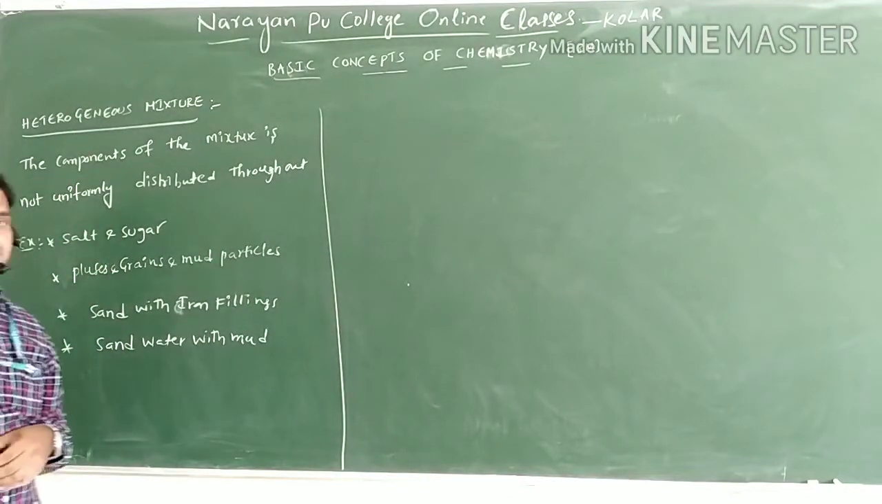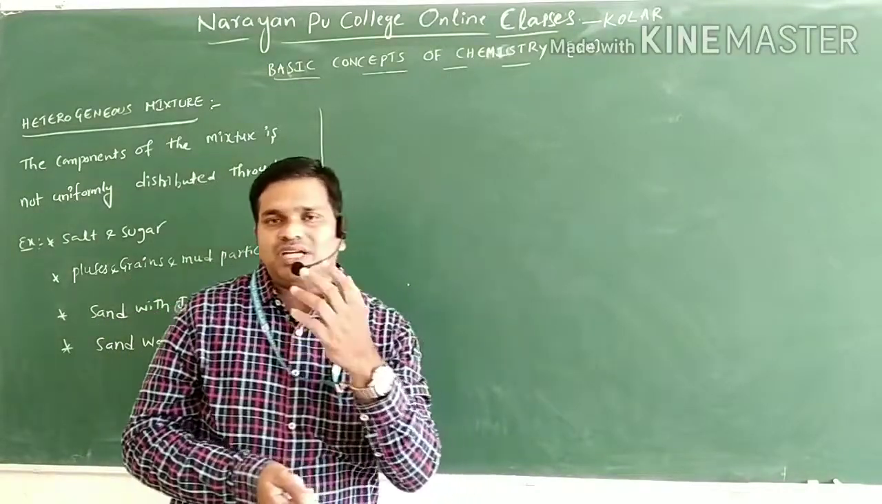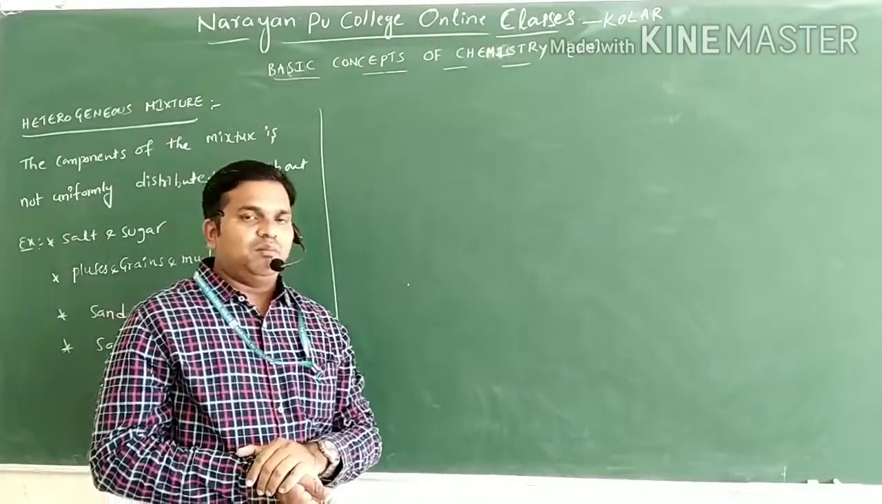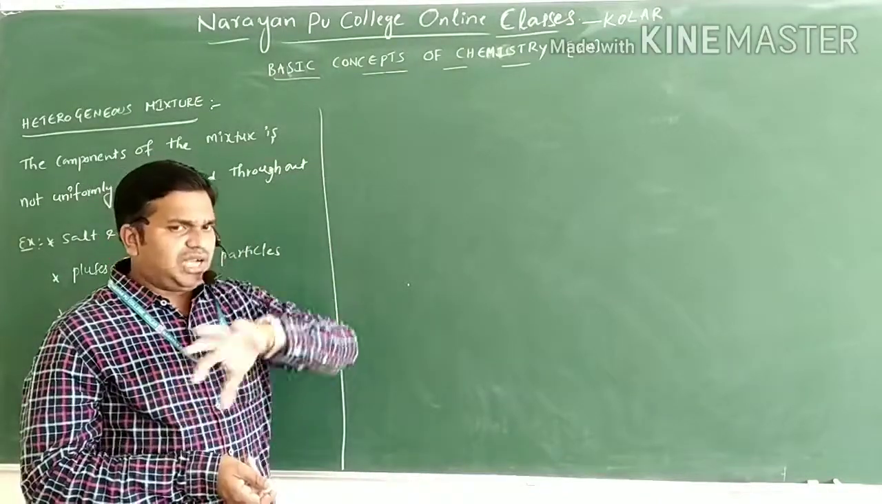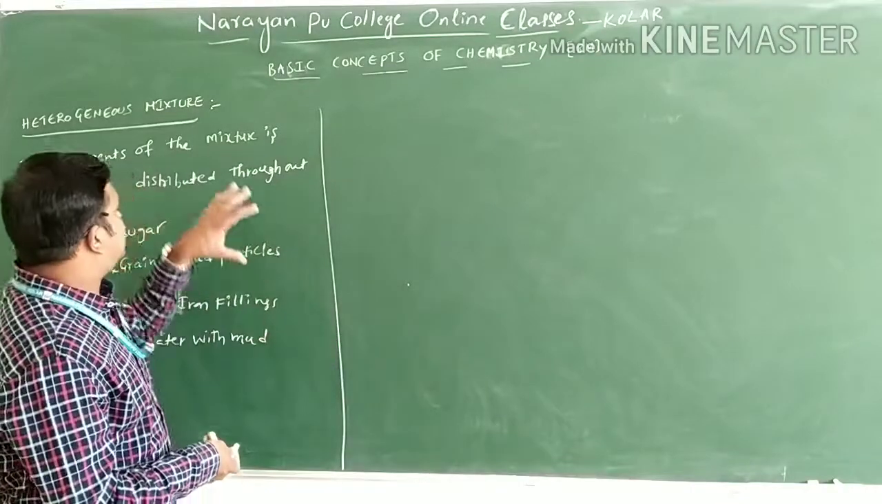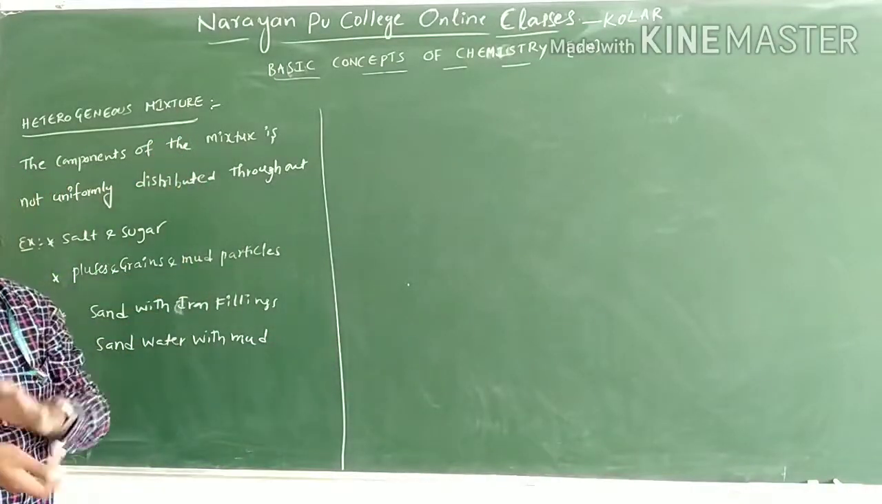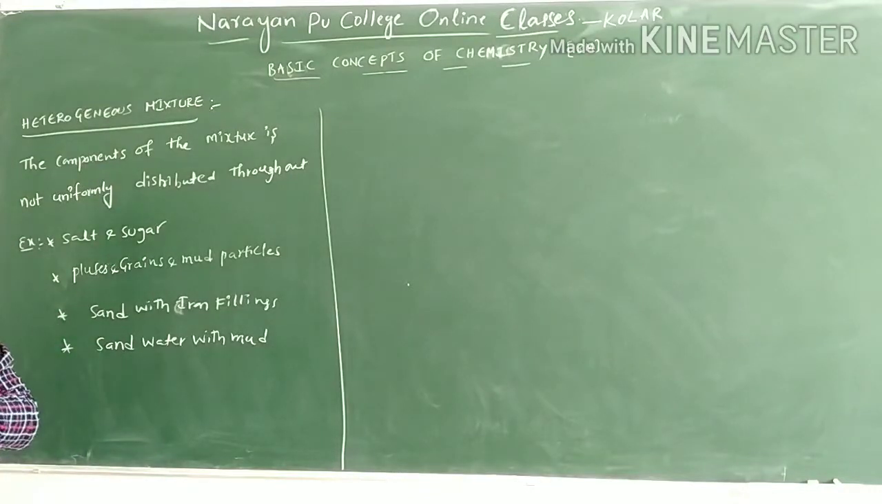All these are examples of heterogeneous mixtures. If you mix these components, they are easily visible to us. But in a homogeneous mixture, you can see only one component because the solution is uniformly distributed. The particles of a homogeneous mixture cannot be seen, but the particles present in a heterogeneous mixture are visible.